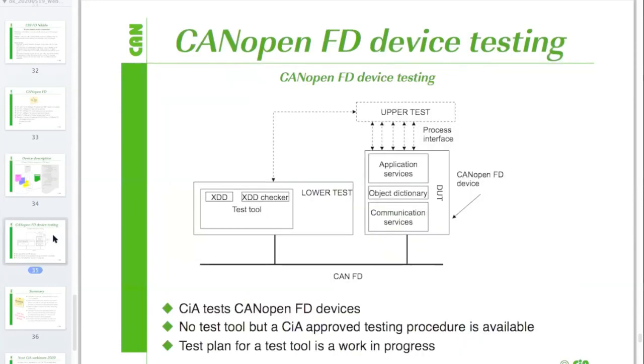CANopen FD testing. Since we are currently developing a test plan, the test tool is still on hold, so to say. But we have a testing procedure. Even if you are starting to develop CANopen FD devices now, we have a testing procedure. We can test it at CAN in Automation. And you could also use this testing procedure to pretest your device. Once we have finished the test plan, the test tool, similar to the CAN in Automation conformance test tool, will also be designed.